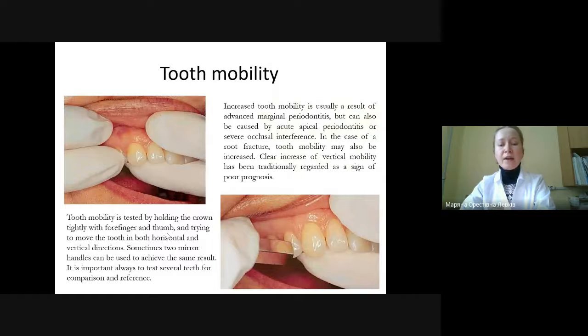Tooth mobility. It is tested by holding the crown tightly with the forefinger and thumb and trying to move the tooth in both horizontal and vertical directions. Sometimes two mirror handles can be used to achieve the same result. Increased tooth mobility is usually a result of advanced marginal periodontitis, but can also be caused by acute apical periodontitis or severe occlusal interference. In the case of a root fracture, tooth mobility may also be increased. Clear increase of vertical mobility has traditionally been regarded as a sign of poor prognosis.